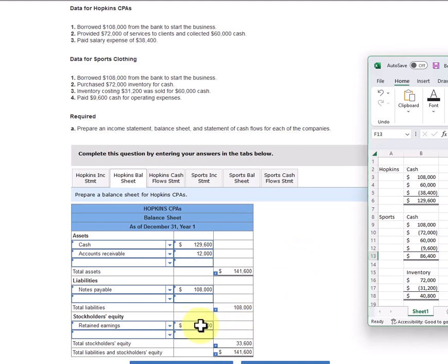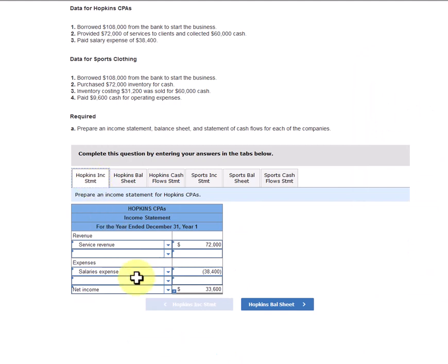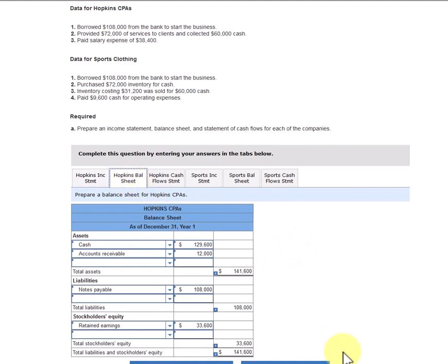Now, retained earnings. Let's hop back over here real quick to the income statement, and you're going to see that that's our net income amount. Because this is the first year of business for the company, they don't have a beginning retained earnings balance, so their retained earnings is just going to be what we have recorded in net income.